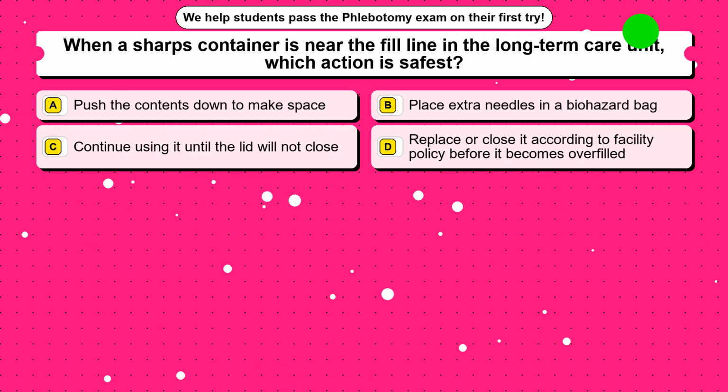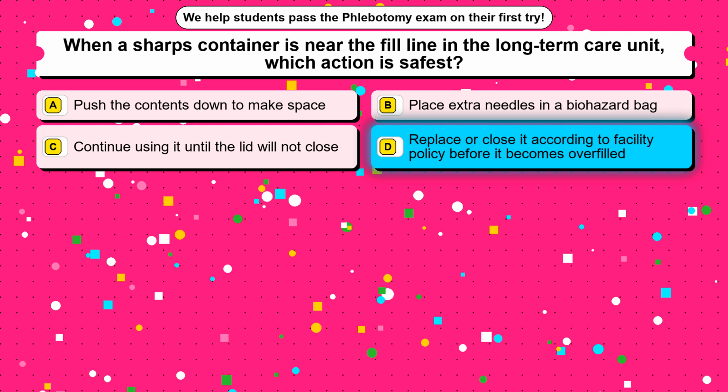Question 20. When a sharps container is near the fill line in the long-term care unit, which action is safest? Option A, push the contents down to make space. Option B, place extra needles in a biohazard bag. Option C, continue using it until the lid will not close. Option D, replace or close it according to facility policy before it becomes overfilled.